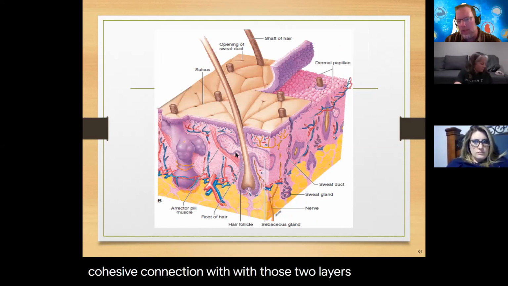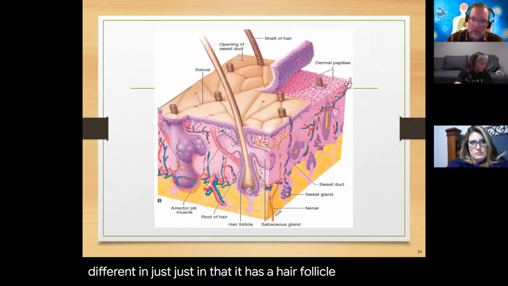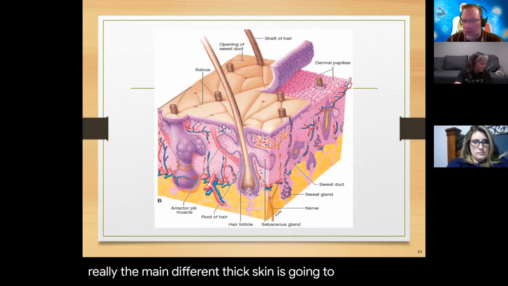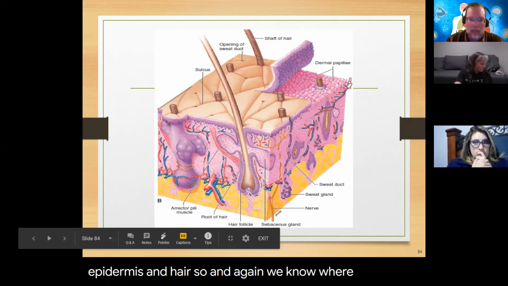So anyway, that's thick skin. This is thin skin. Thin skin is slightly different, just in that it has a hair follicle and it has a couple of glands attached to it. We'll talk in more detail about some of these structures in a few minutes, but that's really the main difference. Thick skin is going to have a thicker epidermis and no hair. Thin skin is going to have a thin epidermis and hair. So, and again, we know where it's located, bottoms of the feet.